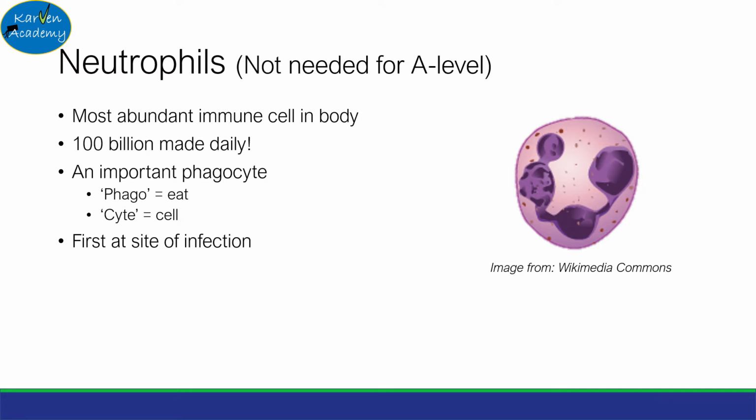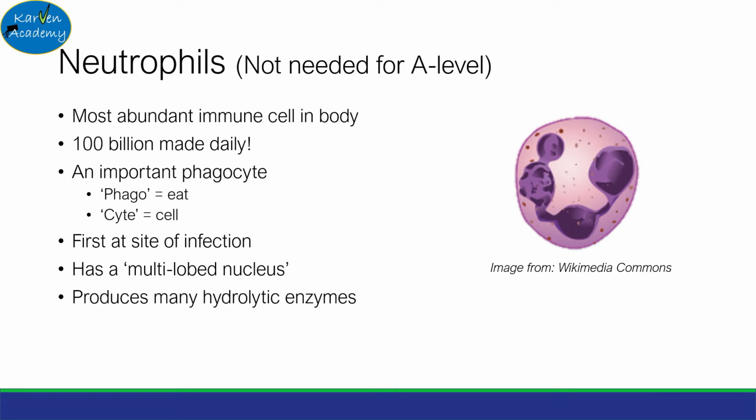Now these cells are the first to be recruited at the sites of infection, and the cells are characterized by this multi-lobed nuclei, but scientists are not really sure why it's useful. Because neutrophils are a phagocyte, they produce hydrolytic lysozymes to digest substances.